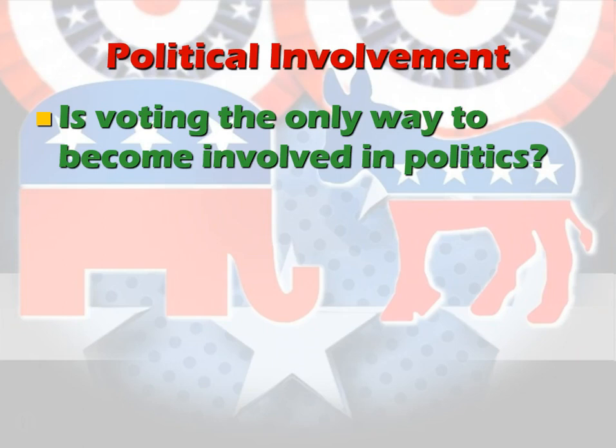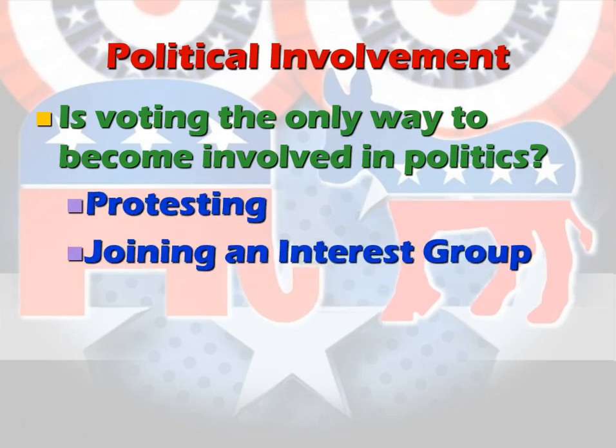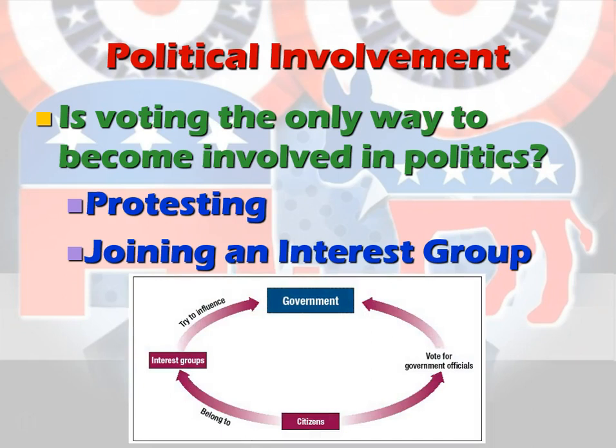Now, we know that voting is not the only way to be involved in politics. We've already talked about other forms of political participation, things like protesting or demonstrating or litigation. And today we're going to talk about an interest group. It is yet another way that you can get involved in politics without voting. And especially if you're under the age of 18, this is important. You can play a role in politics, and you don't have to be a registered voter. You don't even have to be an American citizen to influence the government.